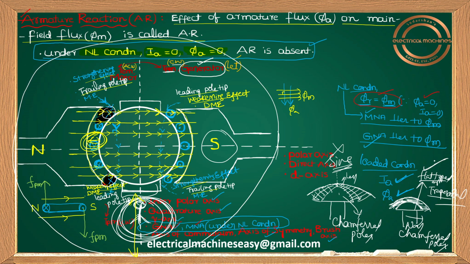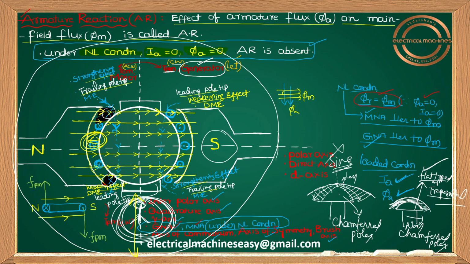Always you should give importance to the magnitude of your induced EMF. The magnitude, or average value, of the induced EMF will be more for a flat top waveform than for a sine wave. That's why in a DC machine we prefer a flat top, trapezoidal waveform only.